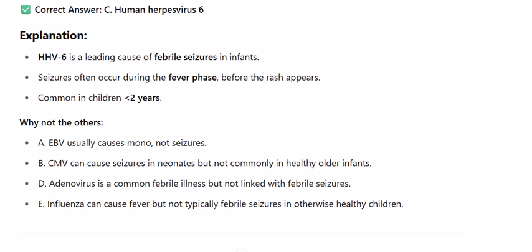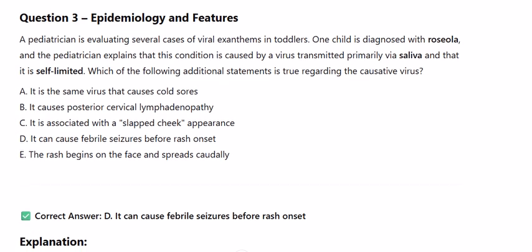Question 3. Epidemiology and features. A pediatrician is evaluating several cases of viral exanthems in toddlers. One child is diagnosed with roseola, and the pediatrician explains that this condition is caused by a virus transmitted primarily via saliva and that it is self-limited. Which of the following additional statements is true regarding the causative virus?